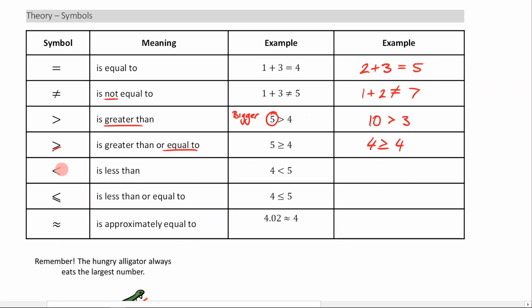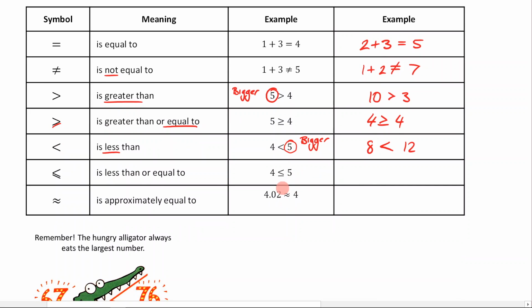Next, if we have the same symbol but now going in the opposite direction, it means is less than. So here 4 is less than 5. And yet again, what I want you to notice is that it's still eating the bigger number. So that's really important for you to notice. If I was to write another example, I could write 8 is less than 12, and as you can see, my sign here is eating the bigger number.